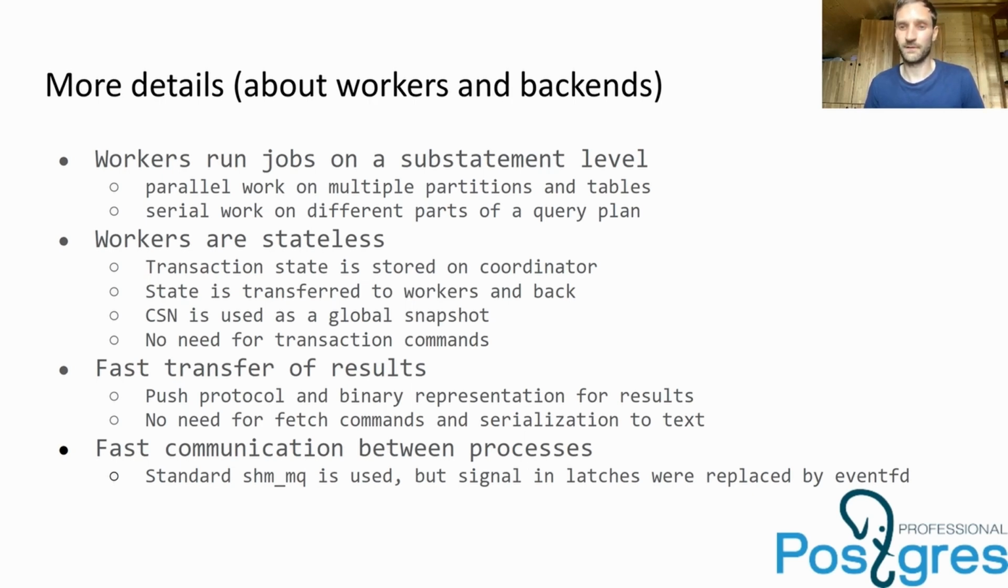Workers are stateless. Transaction state is stored only on a coordinator, the node that started the transaction. It is passed back and forth between processes. In our current implementation, we use CSN as a global snapshot that makes the state very short. Actually, it is just 8 bytes to represent the snapshot.